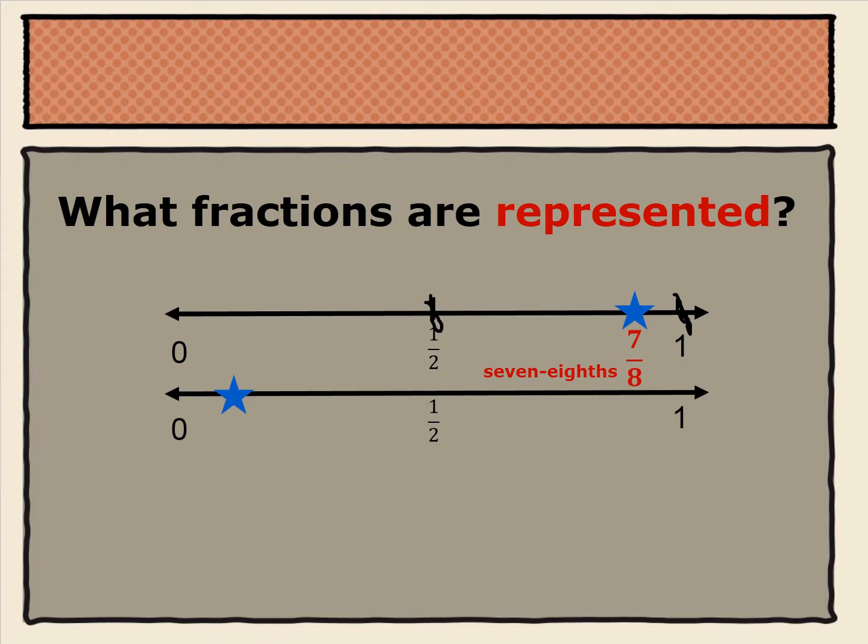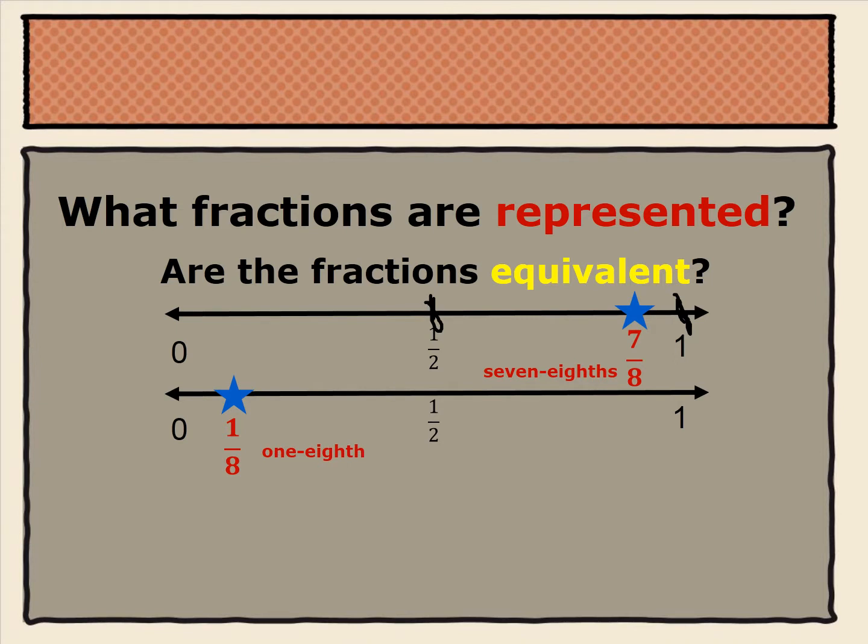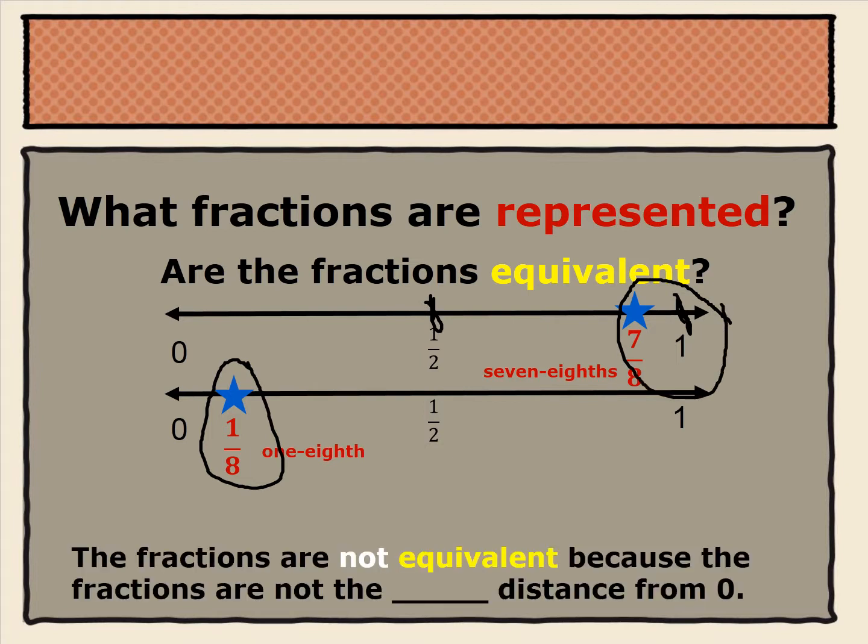The second number line star is really close to 0, so that's probably about 1/8. We can see that the fractions are not equivalent because they are not at the same distance from 0. One is closer to 0, one is closer to 1. That means the fractions are not equivalent.